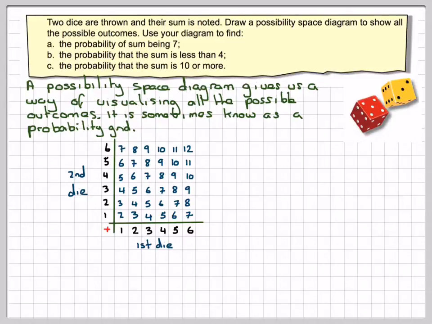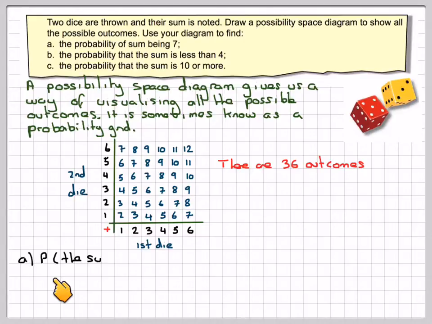Now we can visualize all the possible outcomes. This last one, for example, is a 6 plus a 6, which gives me 12. We can see very clearly when we throw two dice that there will be 36 outcomes. Now we can answer the questions.